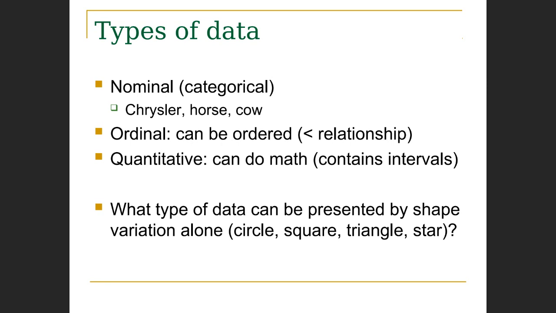Best example I have on this may be Monday, Tuesday, Wednesday, Thursday, Friday. There's an order there. And there's nothing in between. It's not like I have a Monday and a half and then Tuesday. So that's ordinal data. And then we have quantitative, which is basically your real numbers from math.